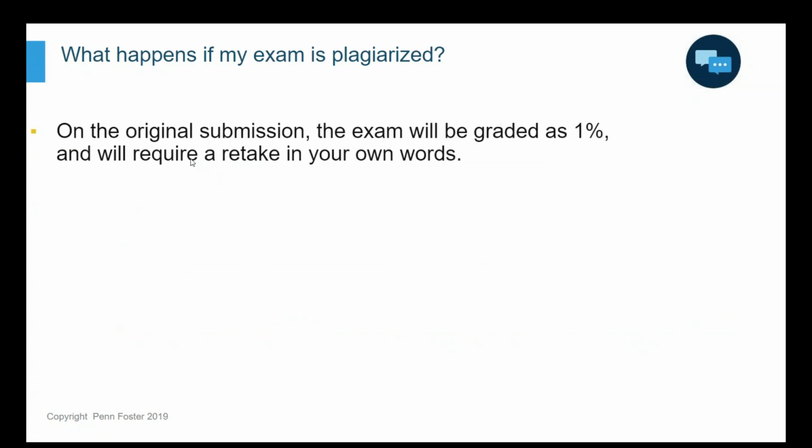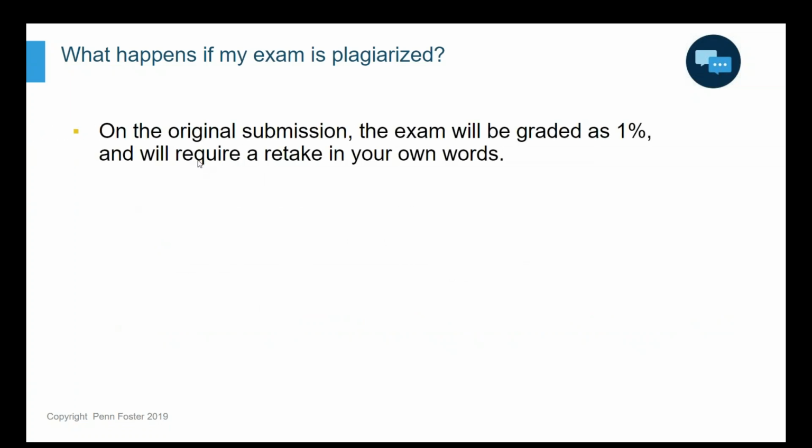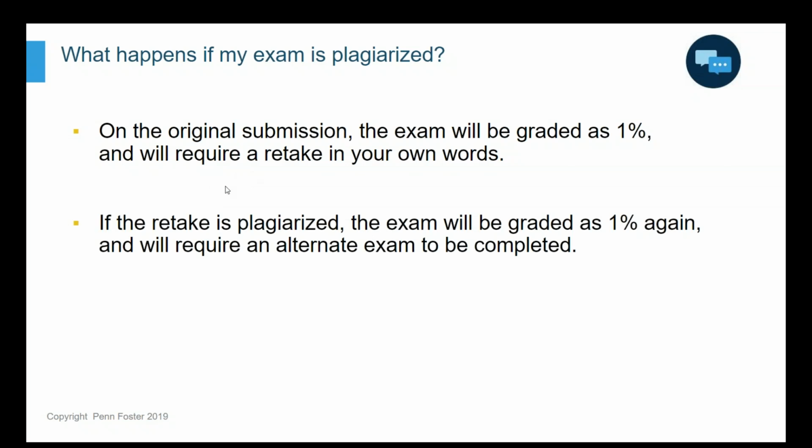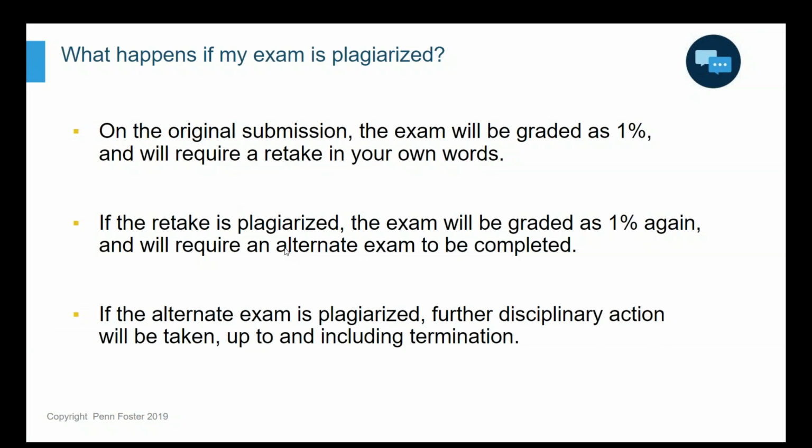If your exam happens to be plagiarized, the first time around, your exam will be graded with a 1% score, and it will require a retake in your own words. If the plagiarism happens again on the same exam, you'll be given another 1% score, and now you'll be required to complete an alternate exam. And finally, if this alternate exam is plagiarized, further disciplinary action will be taken up to and including termination.